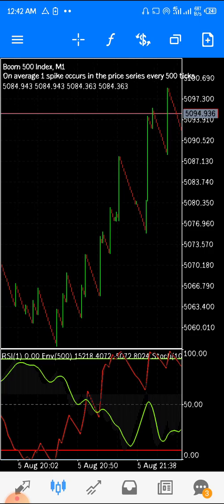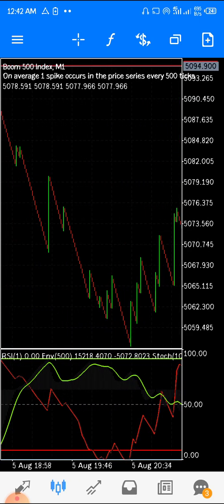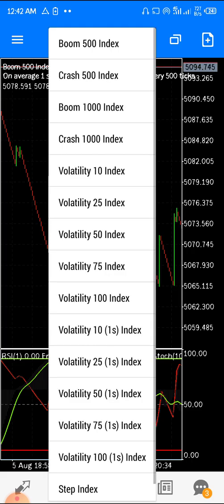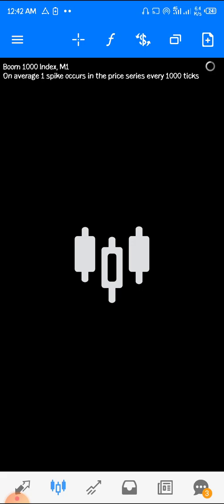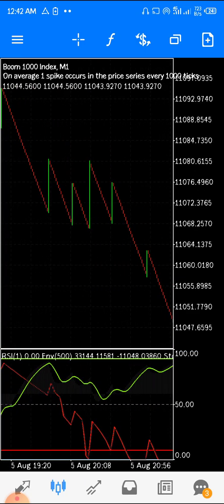You'll be waiting for the MACD to be dropping from the green horizontal line above, and waiting for the stochastic oscillator to be rising from the red horizontal line below. That is for boom 500 and boom 1000 index. But for crash 500 and the crash 1000 index, the reverse is the case. I'm trying to look for an entry reason here.